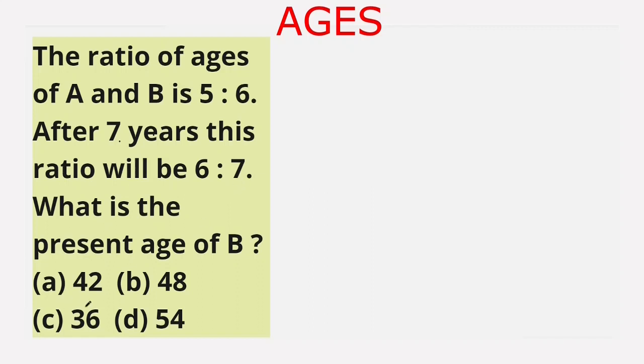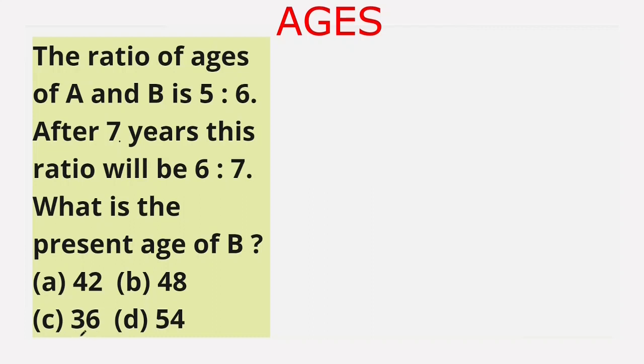So if we add 7 to 42, we get 49, which is divisible by 7. That's correct, and A might be our answer. But let's go to the other options as well. The option B is 48. If we add 7 to 48, this becomes 55, which is not divisible by 7. Hence B cannot be the answer.